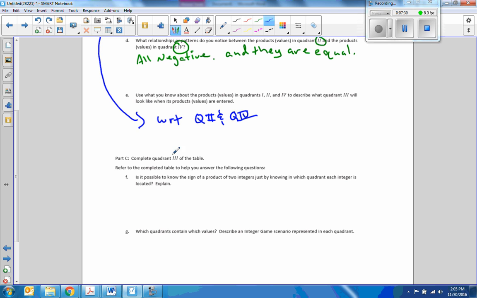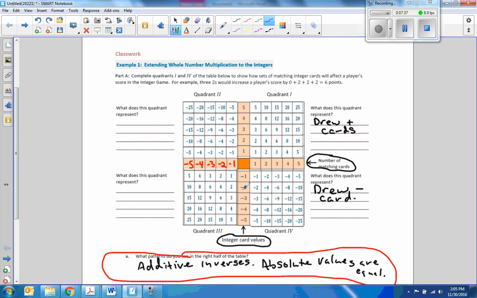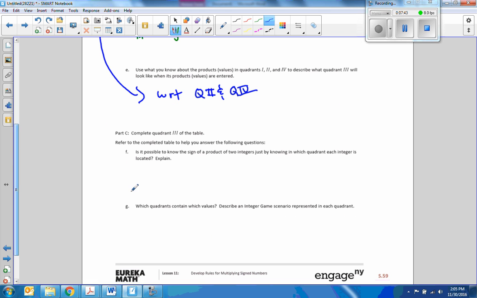Part C says to complete quadrant 3 on the table. So I've done that. There's quadrant 3 here. Refer to the completed table to help you answer the following questions. Is it possible to know the sign of a product of 2 integers just by knowing which quadrant each integer is located in? Yes.